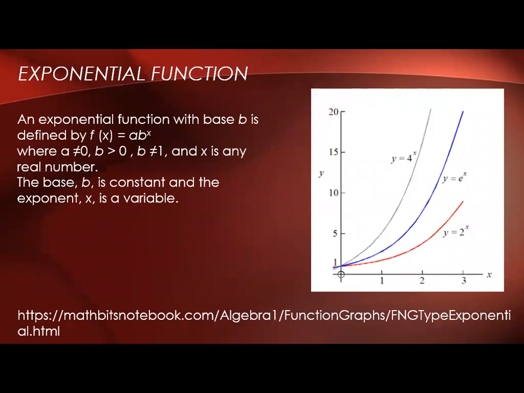The definition of the exponential function: the exponential function with base b is defined as f of x is equal to a times b power x. It has to satisfy some conditions. a should not be 0, because if a is equal to 0 the entire expression will become 0. b should be greater than 0 and b should not be 1, because 1 power anything will always be 1. And x is always a real number, so we can give the input x from any real number set. The base b is a constant, and x is the variable where we will feed our input values.